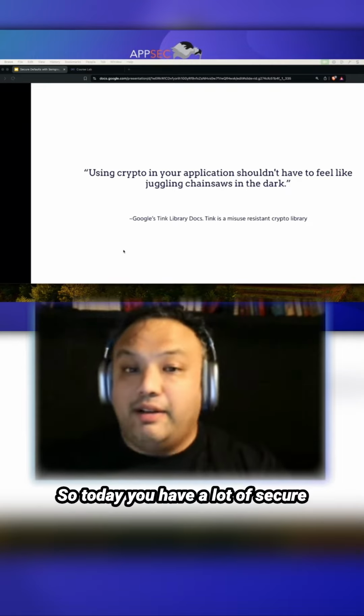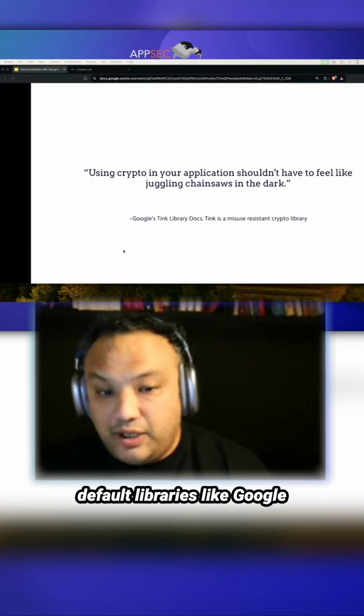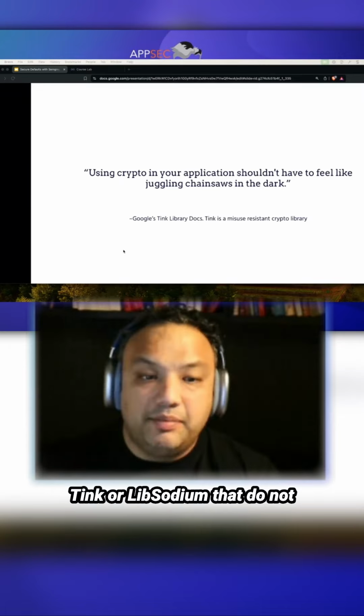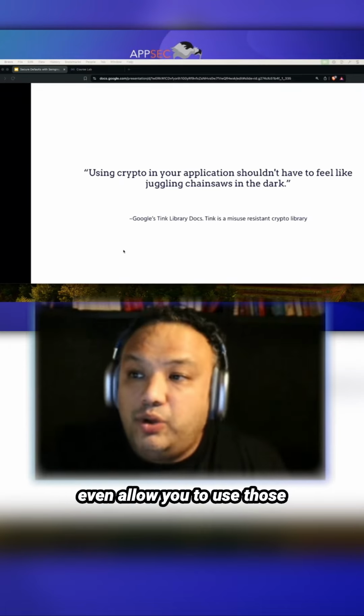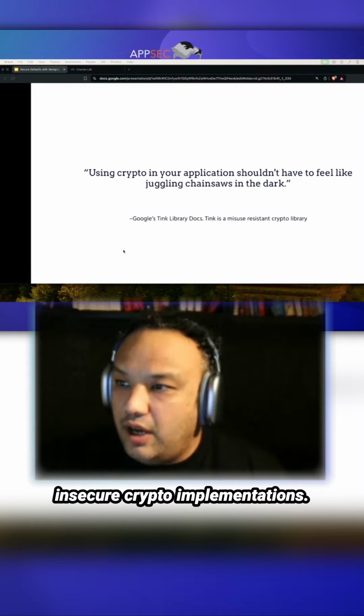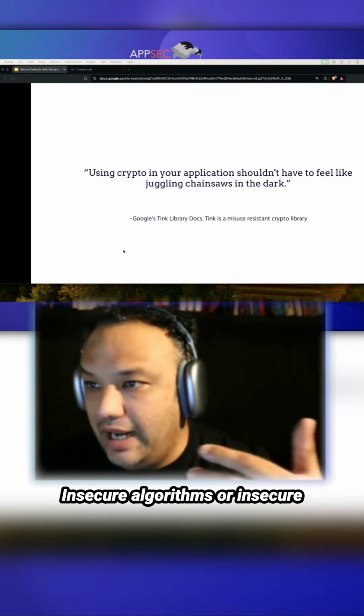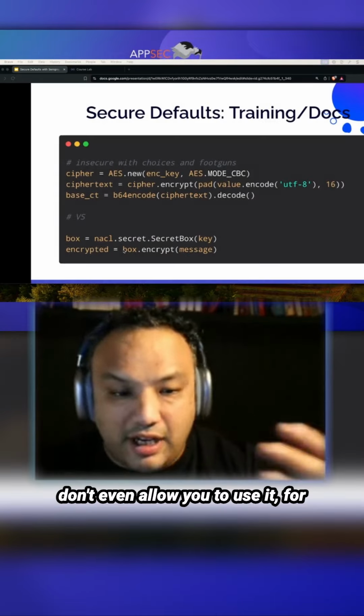So today you have a lot of secure default libraries like Google Tink or libsodium that do not even allow you to use those insecure crypto implementations, insecure algorithms or insecure functions, whatever it is. They don't even allow you to use it.